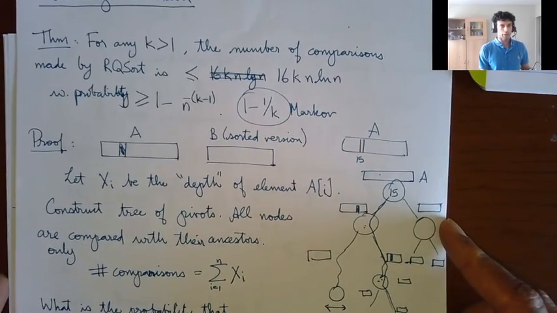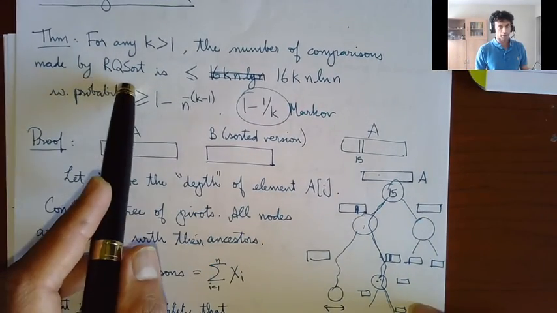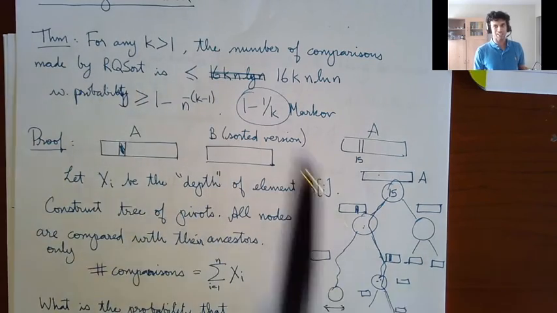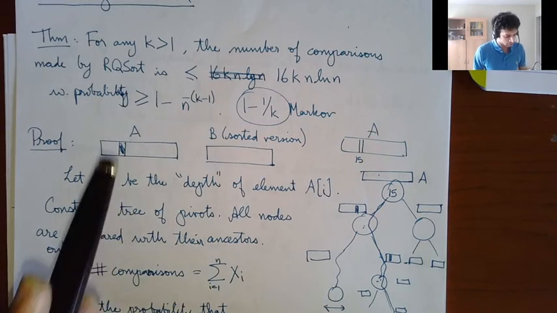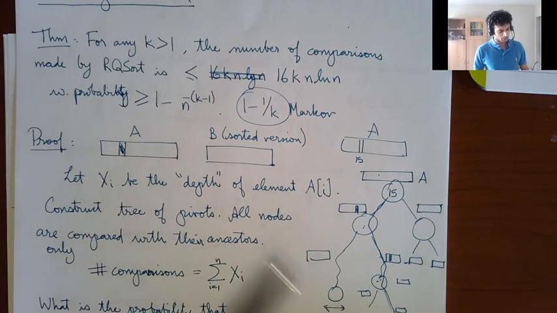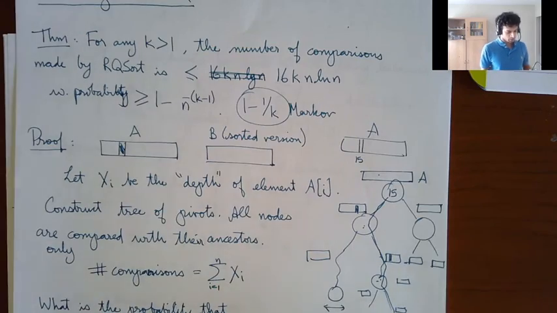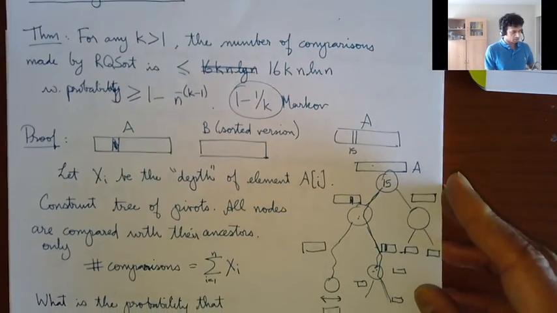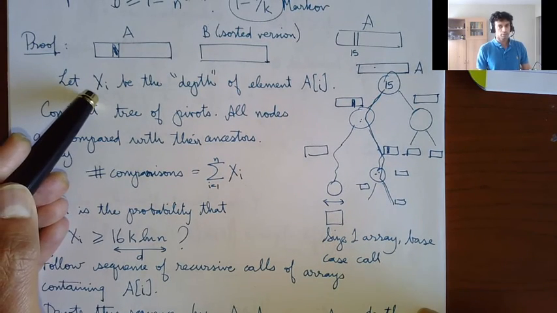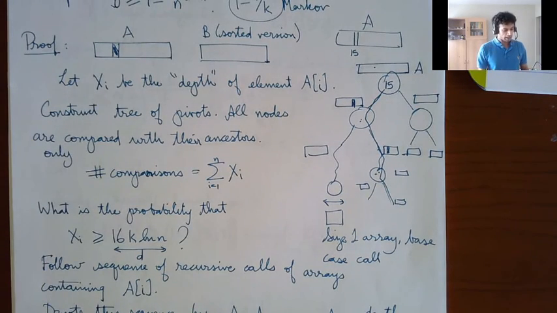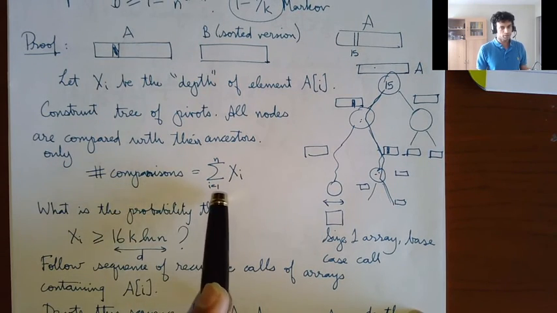I wanted to prove that the number of comparisons made by randomized quicksort is at most 16k n natural log of n, with probability at least 1 minus n to the minus k minus 1. So I have this sort of exponentially decaying tail in k. There are stronger versions. I'm not optimizing the constant here. Now the way that I'm going to do this analysis is really I'm going to build the tree of pivots. I'm going to look at the depth of any element. And the number of comparisons is the sum of depths.